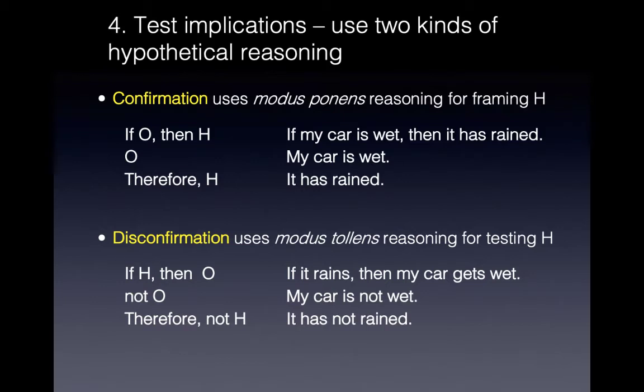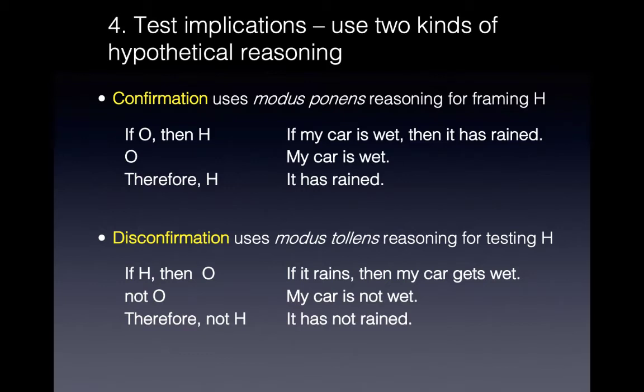Now suppose your car is not wet. Just giving you an idea about how disconfirmation works. Suppose we observe my car is not wet. Then we must conclude by modus tollens reasoning, which is the method of denying the consequent, that we show it has not rained. Here it is again. If it rains, then my car gets wet. If H, then O. But we do not observe the car being wet. And so that means we must conclude it has not rained.